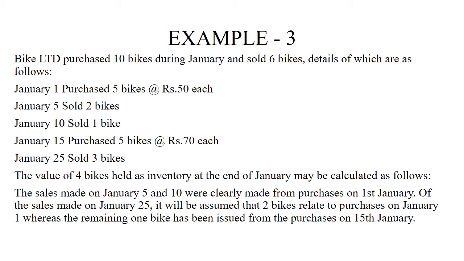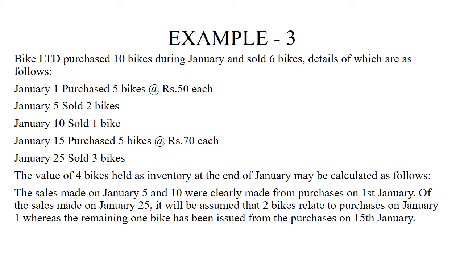Now we will look into example 3. The question says, Bike Limited purchased 10 bikes during January and sold 6 bikes, details of which are as follows. January 1st purchased 5 bikes at rupees 50 each. January 5 sold 2 bikes. January 10th sold 1 bike. January 15th purchased 5 bikes at rupees 70 each. January 25 sold 3 bikes. The value of 4 bikes held as inventory at the end of January may be calculated as follows.